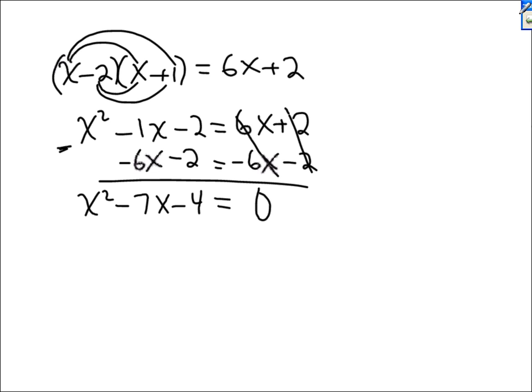And then I get completely stuck because I cannot think of two numbers that multiply out to negative 4 that add up to negative 7. The only numbers I know that multiply out to negative 4 are these 3 pairs: 1 and negative 4, 2 and negative 2, and 4 and negative 1. And none of them add up to negative 7.